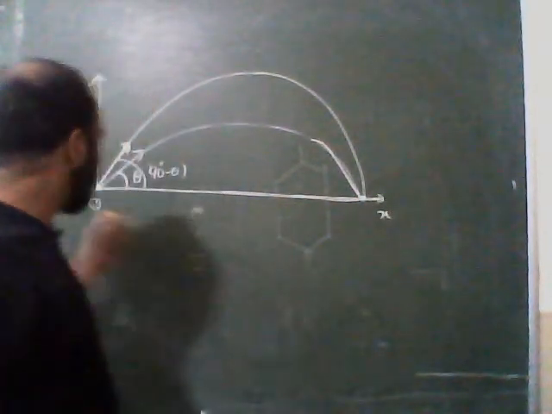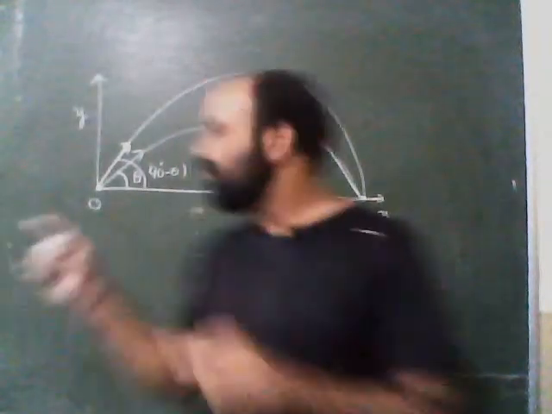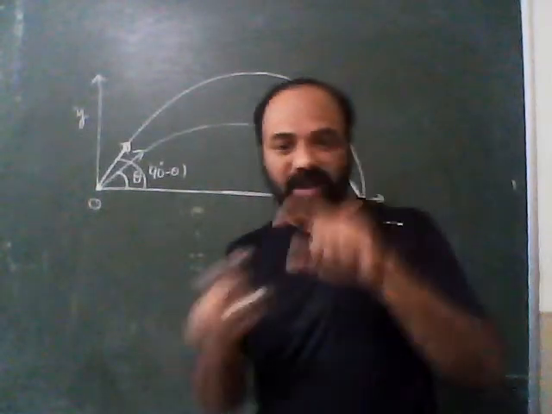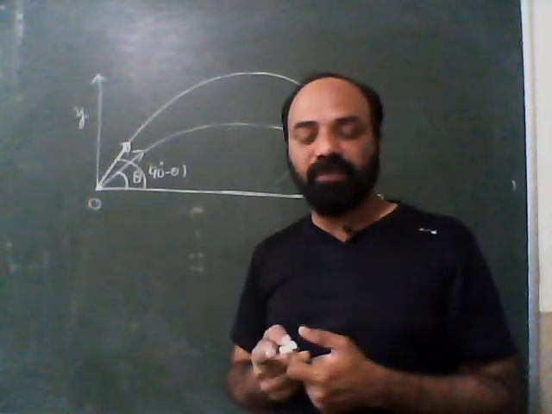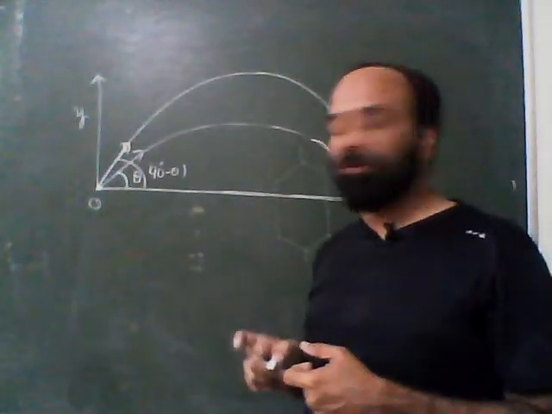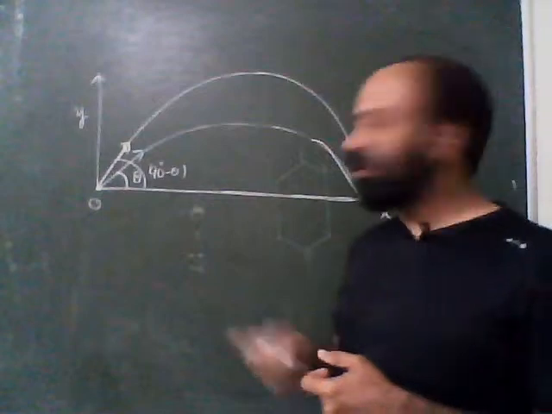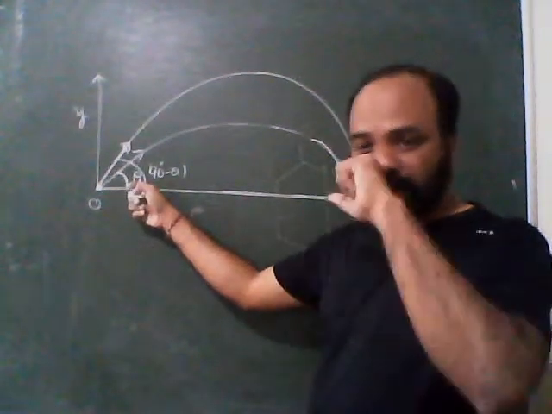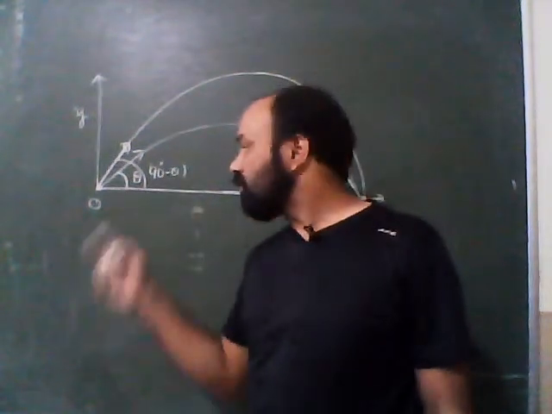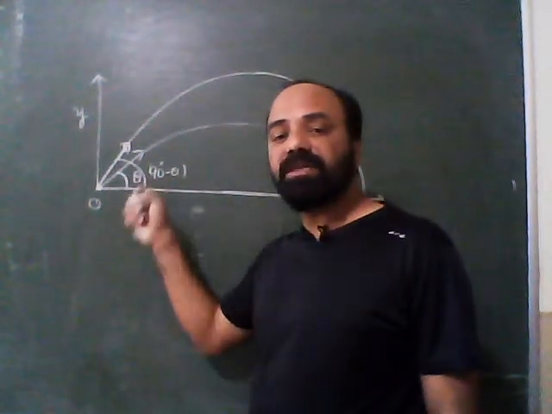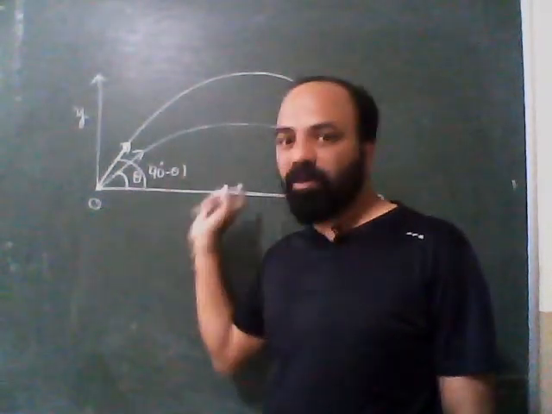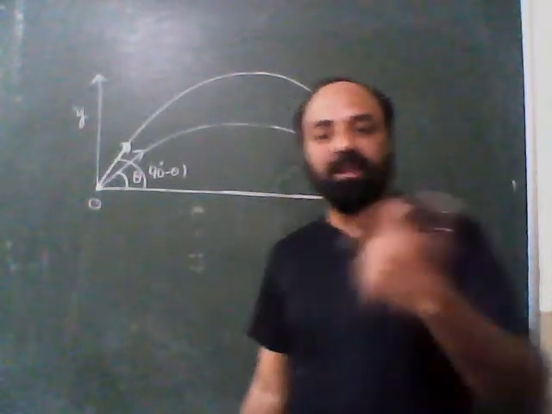By seeing the diagram only, we can get the distance between O and X. The distance between O and X is called the horizontal displacement or range. The first body range we take as R1, the second body range as R2. By seeing the diagram only, we can tell that, because these two are complementary angles. One is theta, the second one is 90 minus theta. Theta 1 plus theta 2: 90 minus theta plus theta, both cancel each other, then it becomes 90 degrees. So these two are complementary angles. One may be 60, another may be 30 degrees.